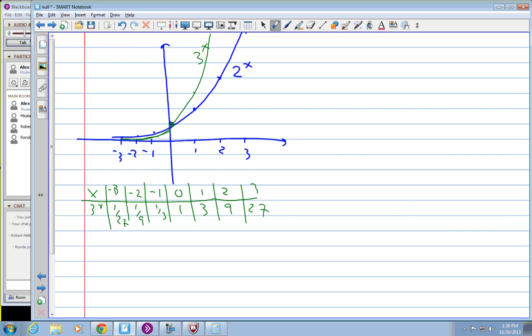So the bigger the x, like 10 to the x, will look something like that. While something like 1.1 to the x will look like that, and this will be 10 to the x. Okay?